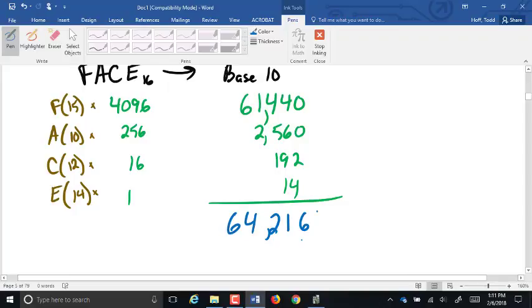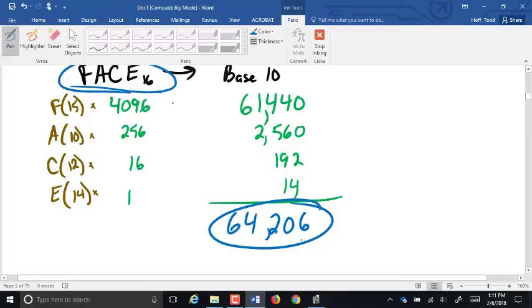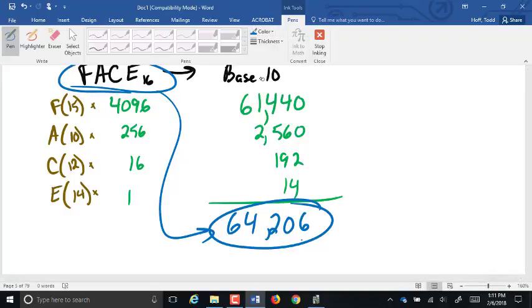Is that 64,216? Does that work? Did I add those right? 206. Oh, yep, I carried a 1 when I shouldn't have. 64,206. So FACE hexadecimal is equivalent to 64,206 in base 10.